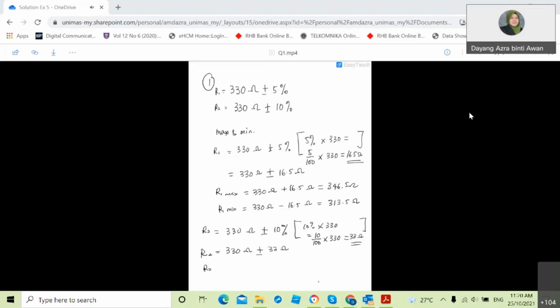So R2 maximum is equal to 330 ohm plus 33 ohm. So you have 363 ohm. For R2 minimum, you have 330 ohm minus 33 ohm. We have 297 ohm. So this is the answer for question number 1.